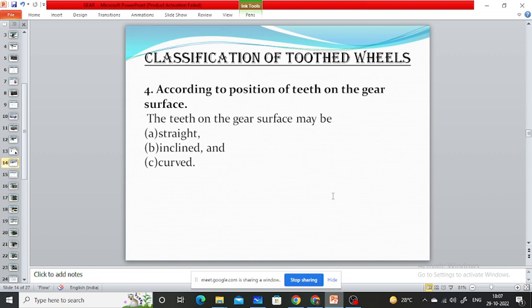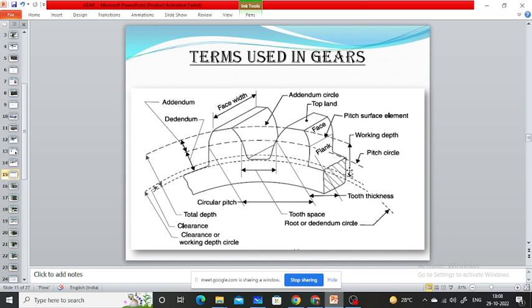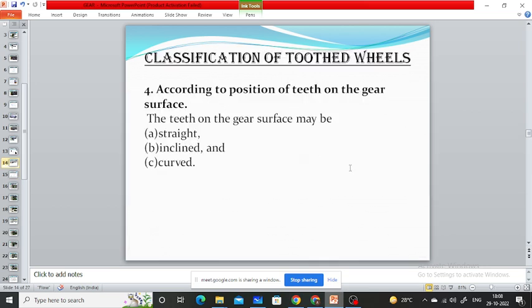According to the position of the teeth on the gear surface, gears are classified as straight gear, inclined gear, and curved gear. In the spur gear especially, teeth are cut straight. In helical gear, teeth are cut inclined, and in other gears the teeth are curved, either in a cycloidal curve or an involute curve. We will discuss these curves, involute curve and cycloidal curve, and how cycloidal teeth and involute teeth are designed.